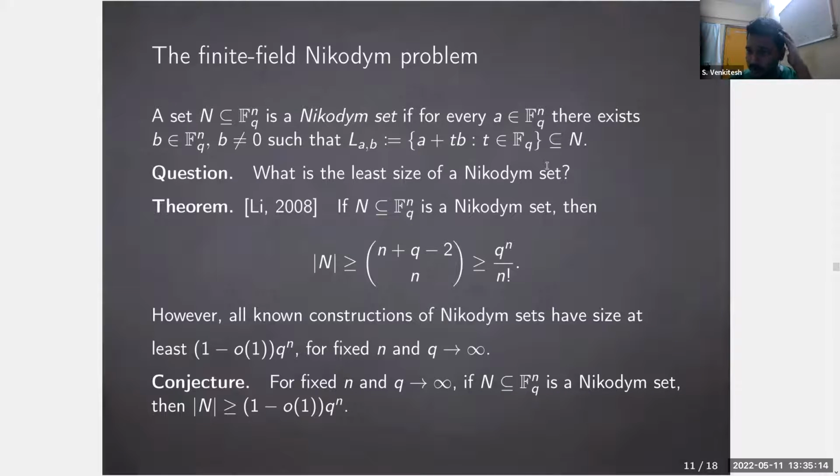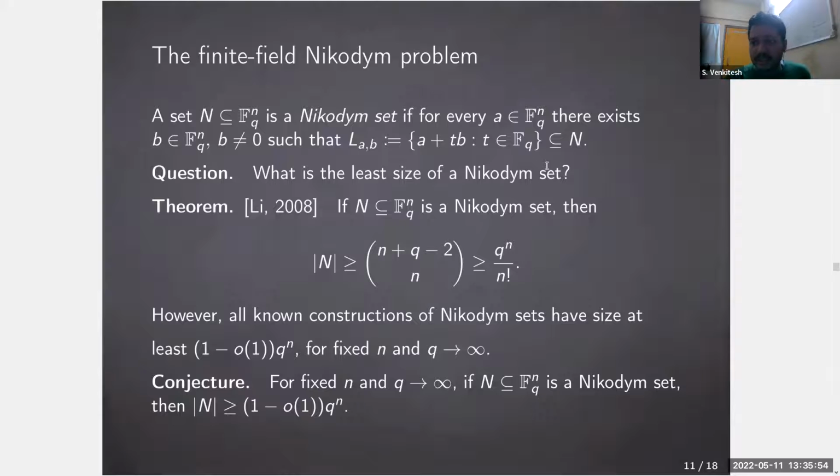However, all known constructions of Nikodym sets have much larger size. In the Kakeya setting, q^n by 2^n is known to be nearly tight. So there are constructions which achieve this bound up to a factor of 2. So very close to being tight. However, there is no Nikodym set construction which is known to be of size close to q^n by n factorial. In fact, all known constructions have size almost as much as q^n. So if you fix the dimension n and take q tending to infinity, then we only know constructions which have size (1 minus little o(1)) q^n.